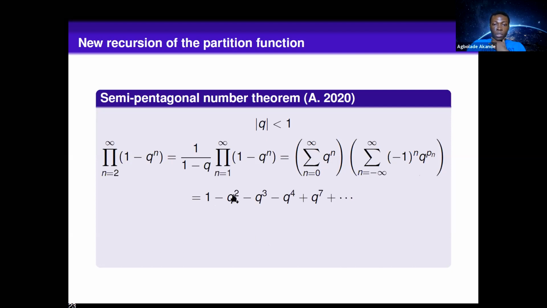1 minus q squared minus q cubed minus q to the fourth plus q to the seventh plus, and so on. You realize 2, 3, and 4 are semi-pentagonal numbers, the left ones. This is q to the zero, which also counts, q to the seven, and so on and so forth. So you could rewrite this as the sum right here. The sum, which is the power of the semi-pentagonal numbers, and it depends on the set where it lies.